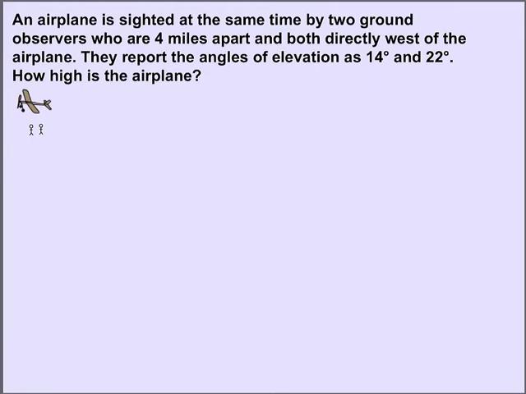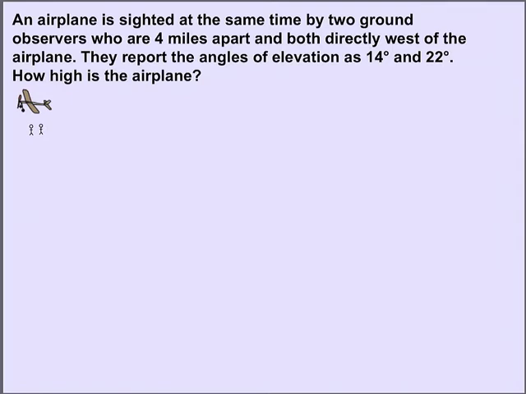An airplane is sighted at the same time by two ground observers who are 4 miles apart and both directly west of the airplane. They report the angles of elevation as 14 degrees and 22 degrees. How high is the airplane? So again, like we saw last week, we're going to read these problems first once, and then the second time we read through it, we're going to start labeling.